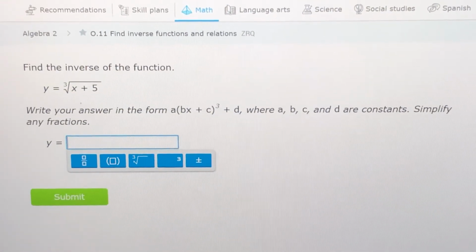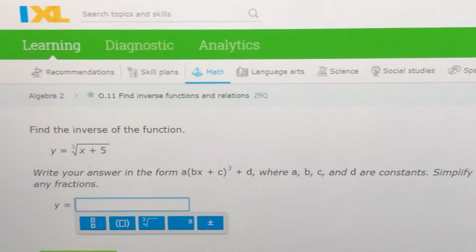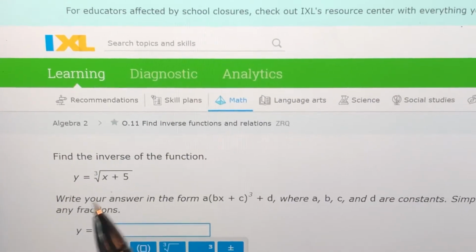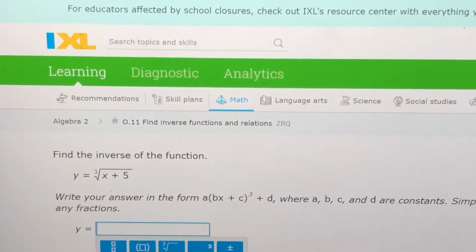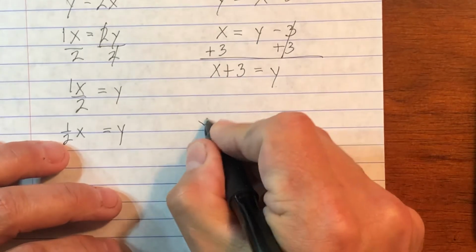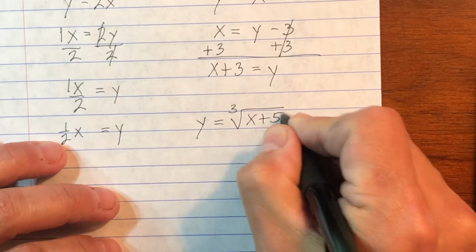Okay, let's do one more. We're at a 76, so if we get this one right, we're going to be above 80, I think, and that's pretty much all they're asking us for. Find the inverse of the function. Y equals the cubed root of x plus 5. Y equals the cubed root of x plus 5.